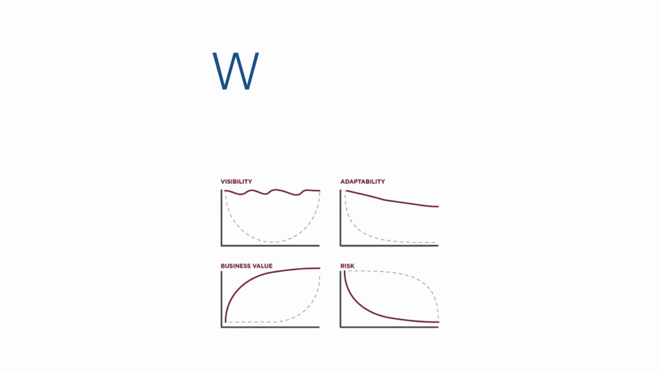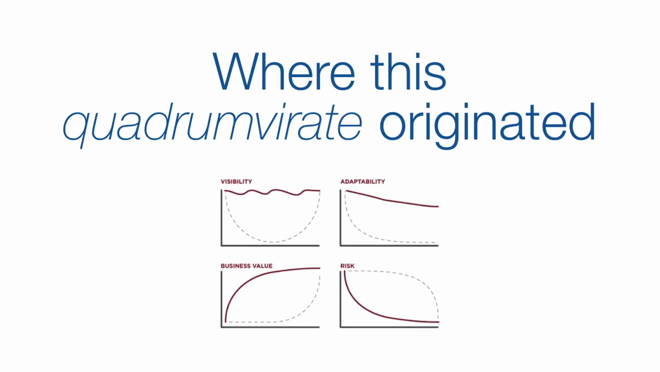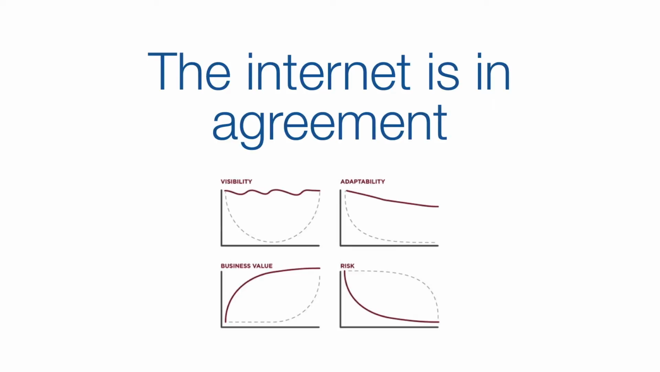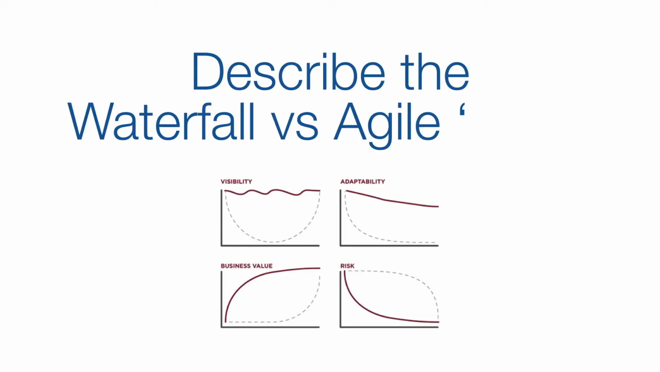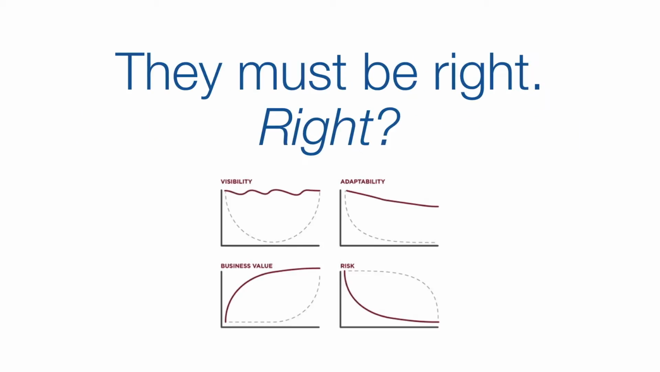I haven't been able to find out where this quadrumvirate originated. If you happen to know, please let me know so that I can credit it properly. Wherever it came from, it's clear that it's really caught on. It would appear that the internet is in broad agreement that these are the 4 graphs that describe the whole Waterfall versus Agile thing. Which is great, it means they must be right, right?